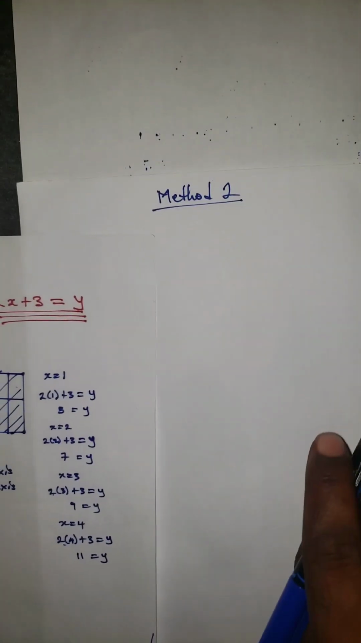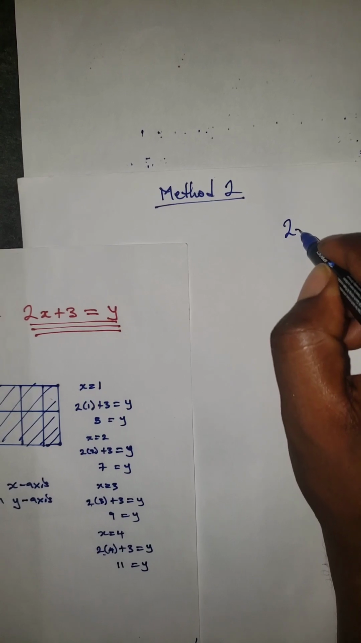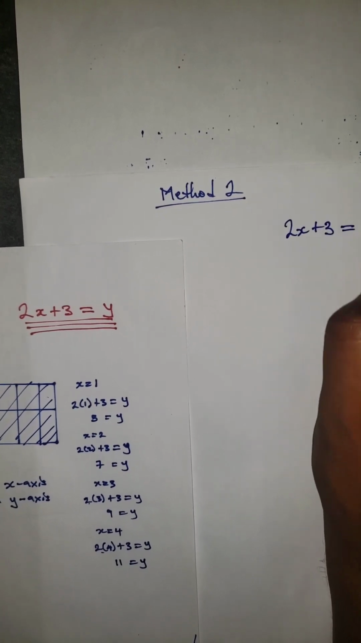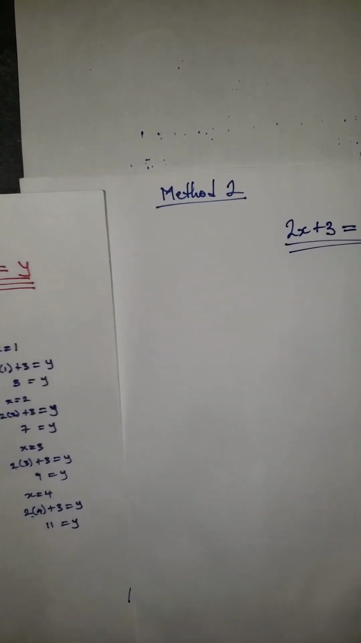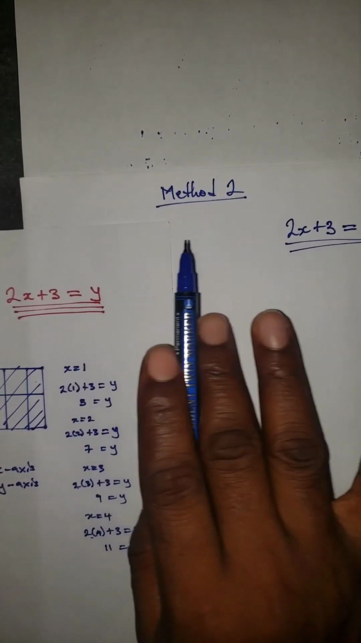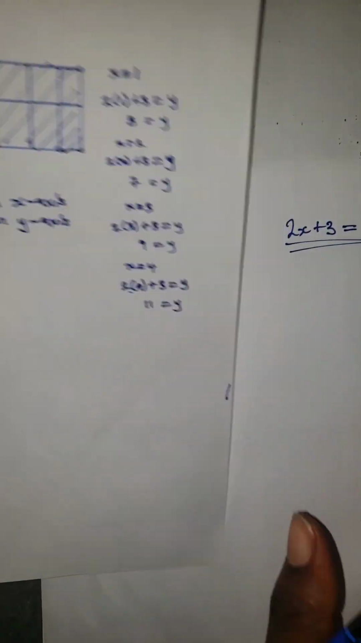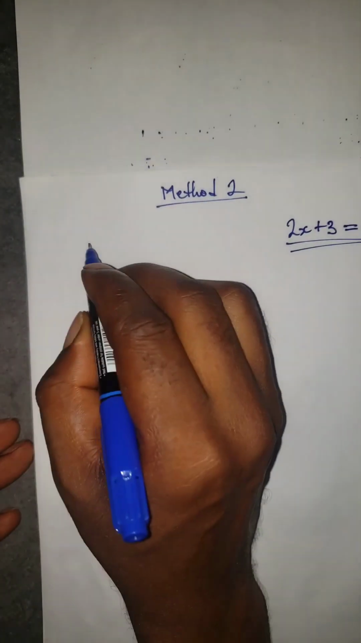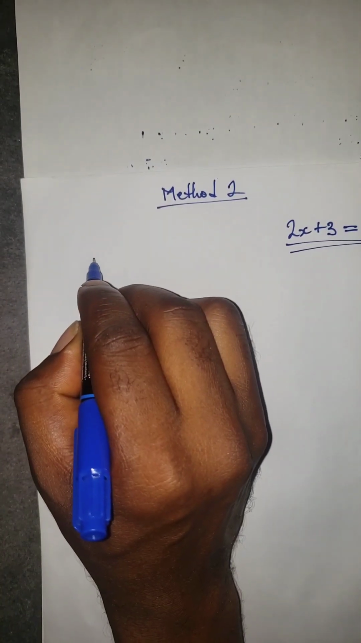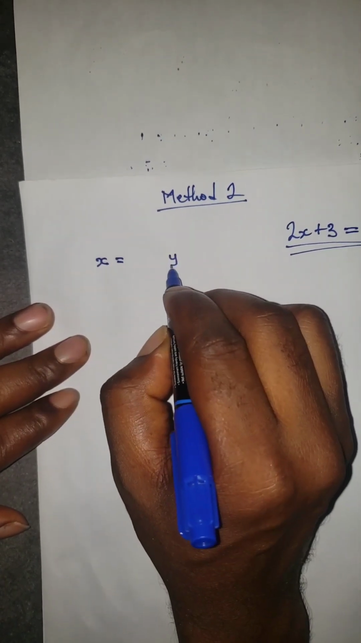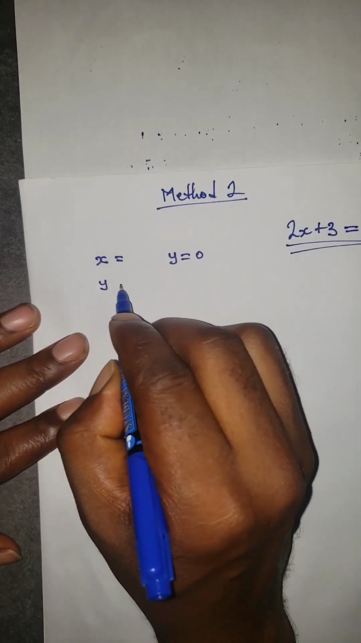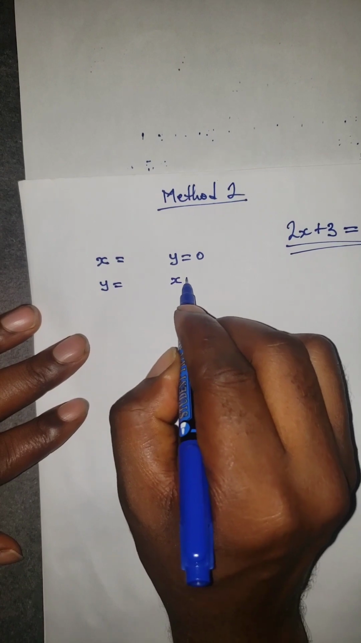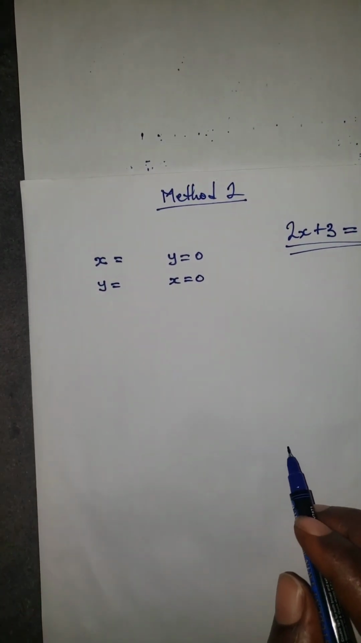So let's write out our equation, which is 2x plus 3 equals y. Now, I have my equation here. What do I need in this second method? In this second method, I'm going to look for the value of x when y equals 0, and also look for the value of y when x equals 0.